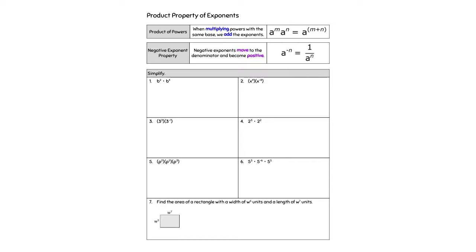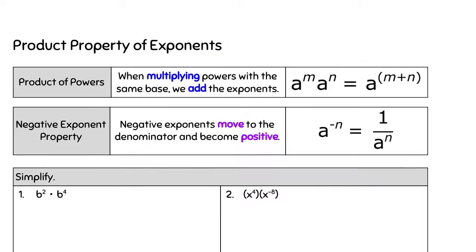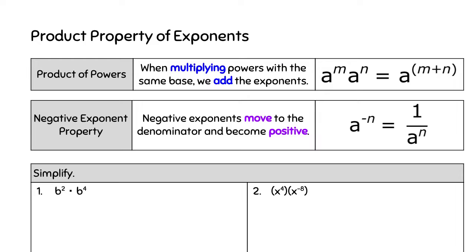Hey everyone, today we're going to go over the product property of exponents. So what this property says is that when you multiply powers with the same base, we add the exponents.